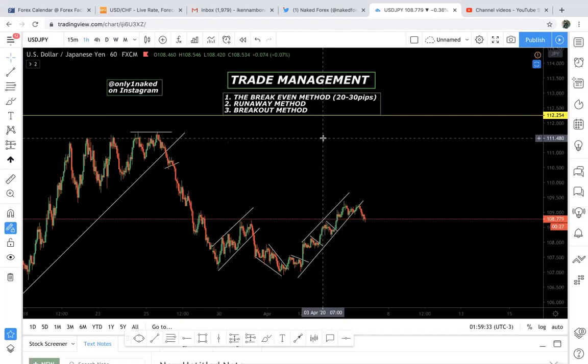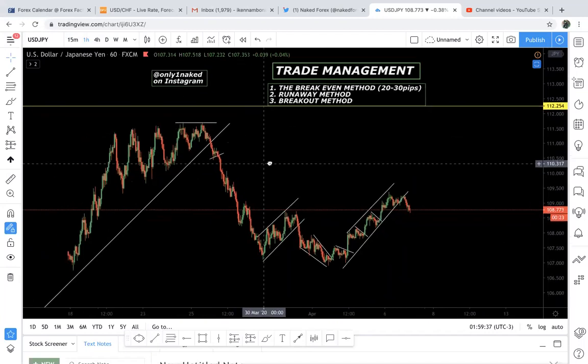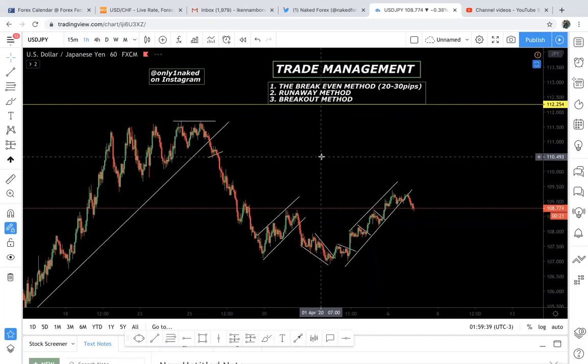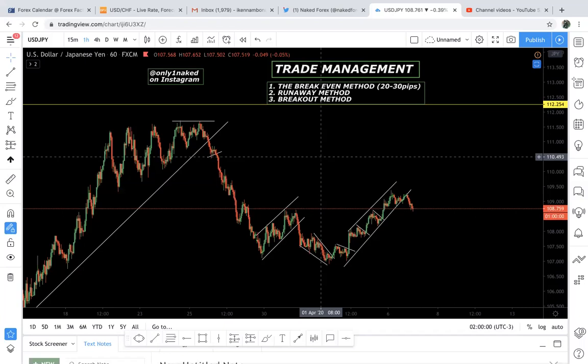So the first one I'm going to talk about is the break-even method. The break-even method is moving your stop loss to break even, where it's going to be risk-free, in the sense that if the trade starts to go against your direction, you have nothing to lose. It's totally a risk-free trade. So it makes a lot of sense. When you get 20 to 30 pips in profit, you always want to move your trade to break even.